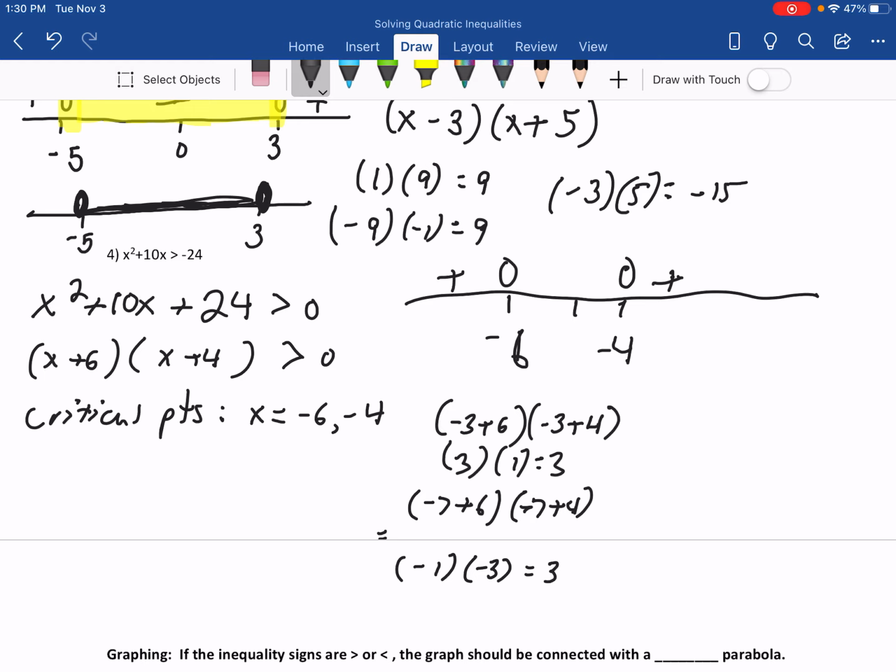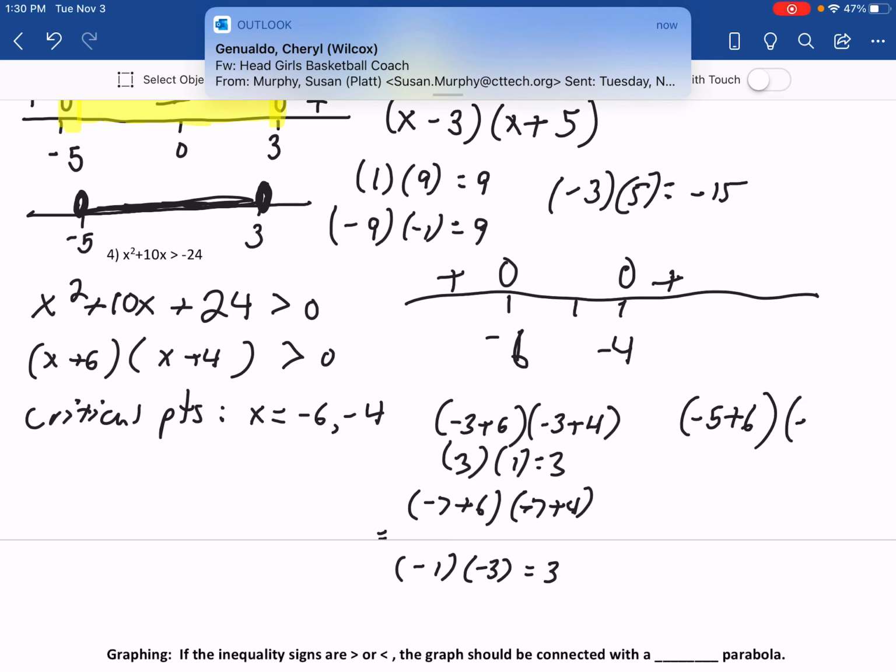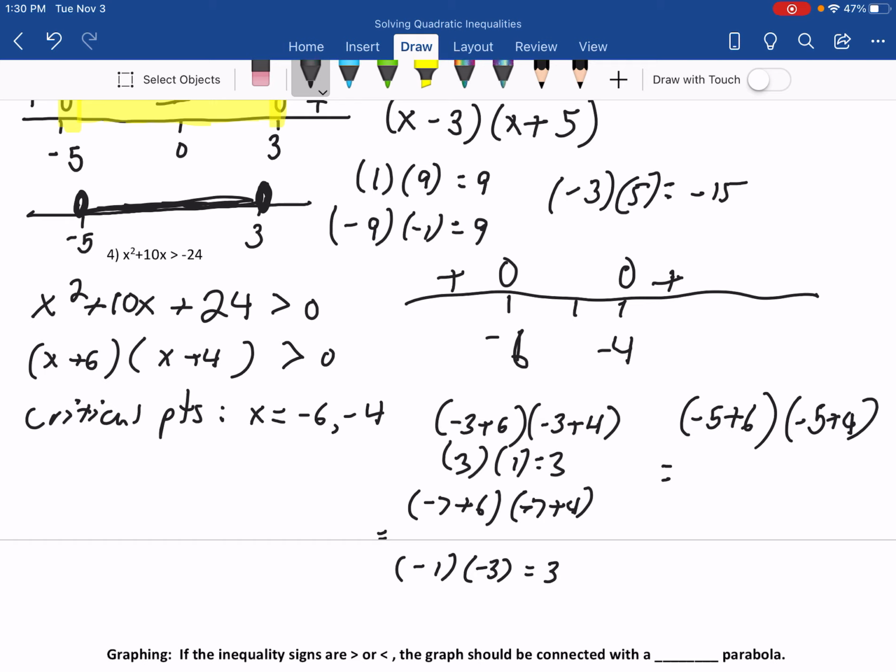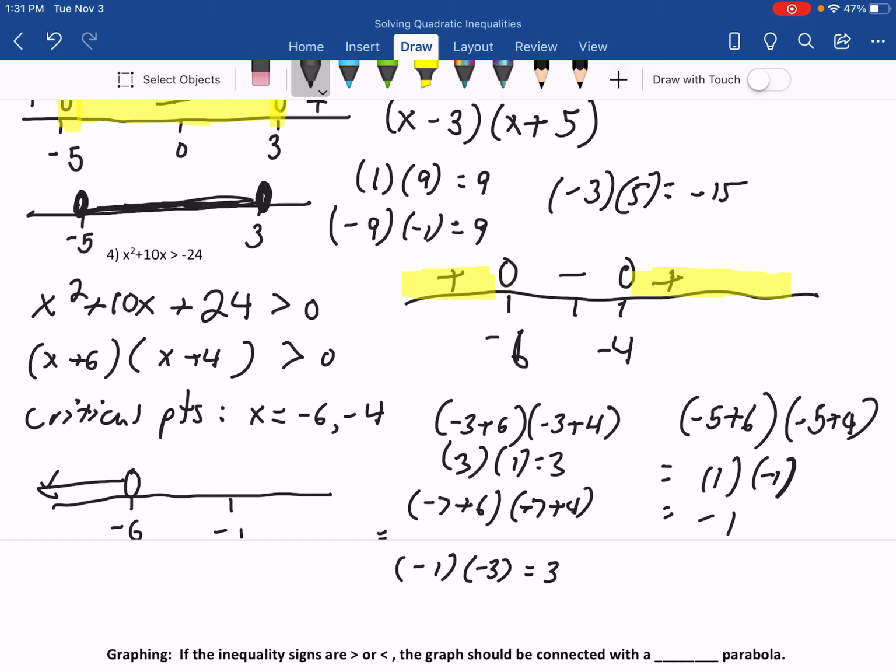And then we need the middle. So we'll do negative 5. So we have negative 5 plus 6 times negative 5 plus 4. So 1 times negative 1, which is negative 1, which means we're negative over there. So the question asks, when we're greater than 0 or positive, it's going to be that and that. So our answer, negative 6, we'll get an open circle, left, negative 4, get an open circle as well, and right.